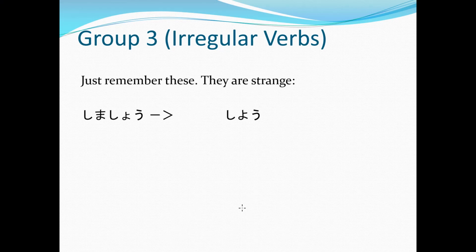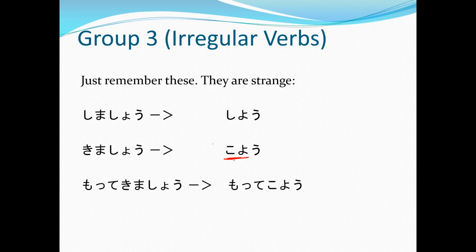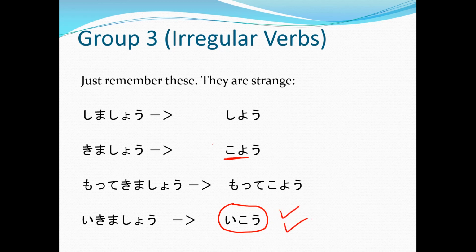Let's eat. Group 3. Just remember these are a bit strange. You have to know them off by heart. Shimasho becomes shiyo. Kimasho becomes koyo. That's something you need to be really careful about. Motte kimasho becomes motte koyo, and ikimasho becomes iko. Again, probably iko is a really common one. When you want to inspire people to start moving, is iko, let's go. A really good way to get people moving. So just remember it off by heart.